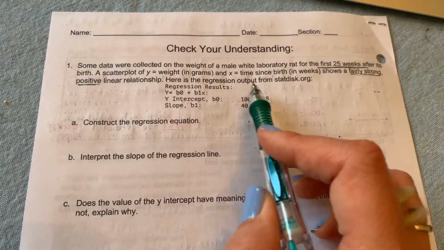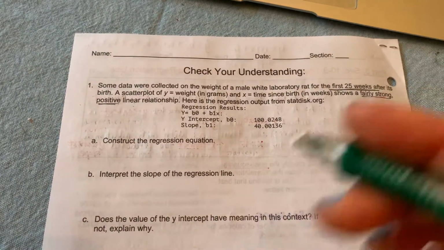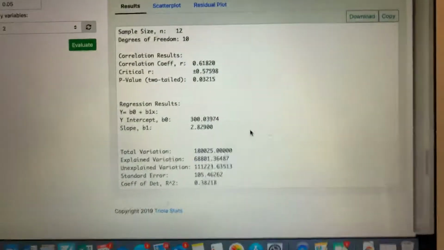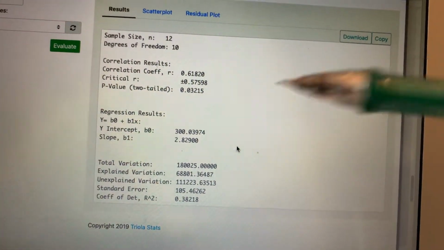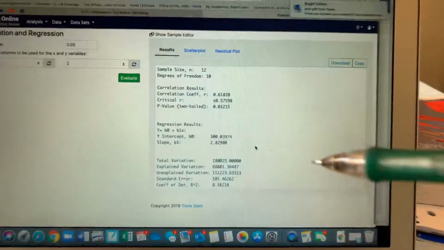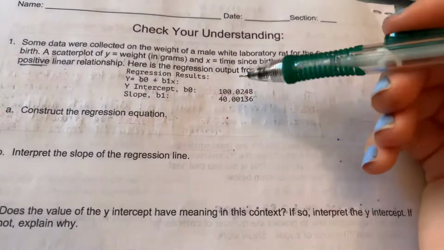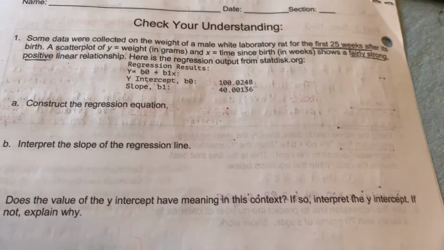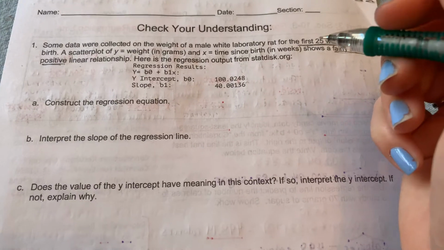And then it says, here's the regression output from statdisk.org. So again, if I had actually entered the data, I would get something like this, right? Which has quite a few things, but I just took out the chunk that is actually the regression results, okay? So I'm looking at the regression results here. Again, notice this was the data from sugar and calories. I'm just giving you an example of the type of the StatDisk output. These are the actual regression results for the situation we have here now with time since birth and weight.